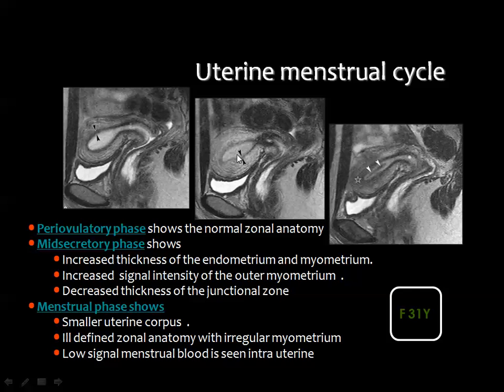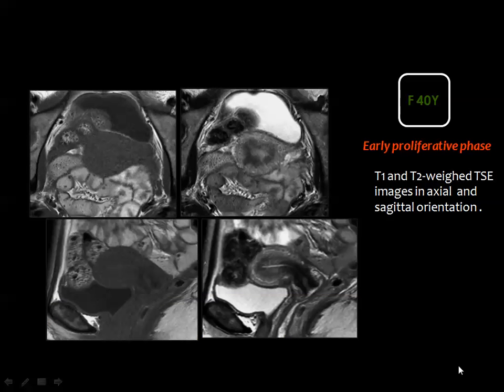Then in the mid-secretory phase, you see that there is appreciable thickening of the myometrium, relative distension of the uterine cavity, and the thinning of the junctional zone. In the menstrual phase, you see some blood clots inside the uterine cavity, and you see that it is regaining its normal configuration and signal intensity.